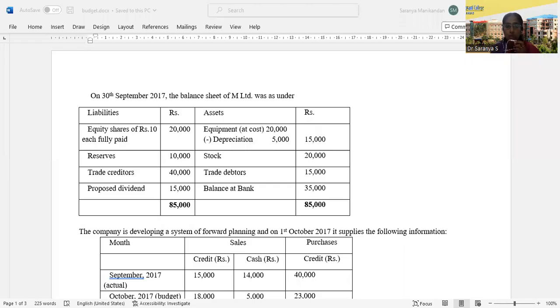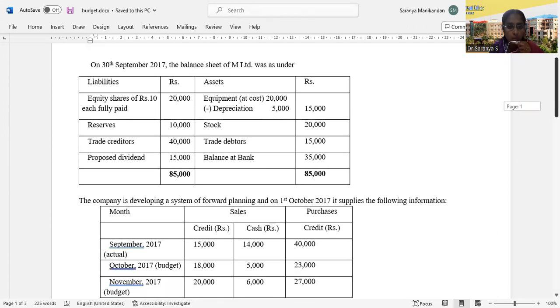Hello everyone. Today we'll discuss cash budget sums. So first we'll discuss the question. On 30th September 2017, the balance sheet of M Limited was as under.